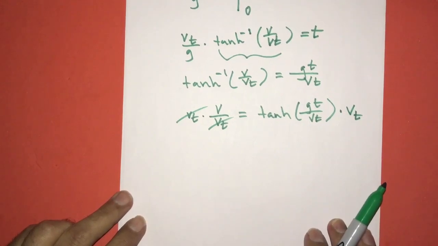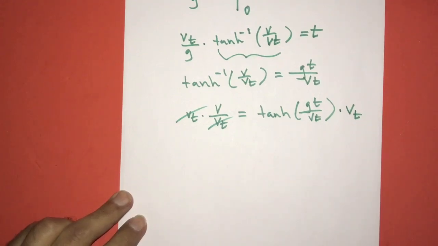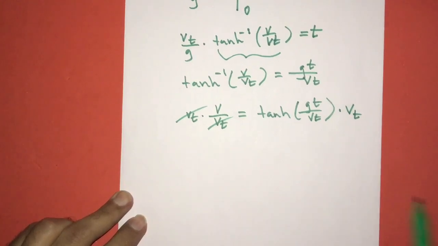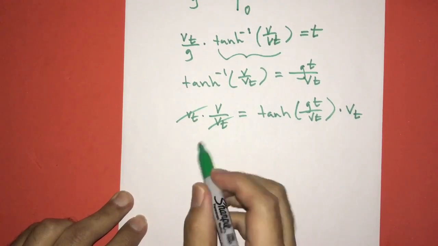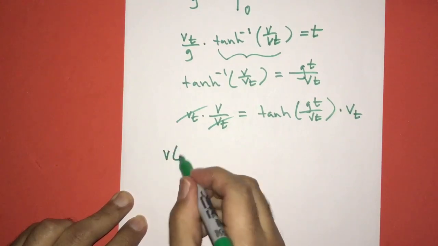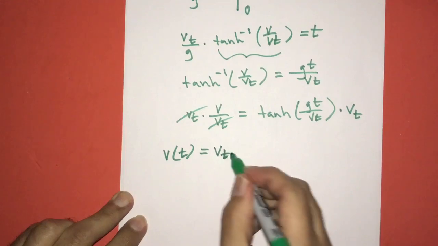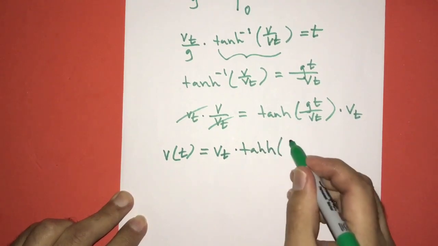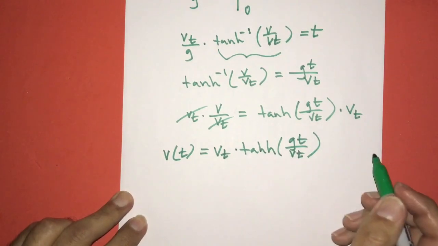And in this case, it's the square drag term that's dominating. So now we see that we can calculate the velocity of a ball at any time t, and that's going to equal our terminal velocity times the hyperbolic tangent of gt over terminal velocity.